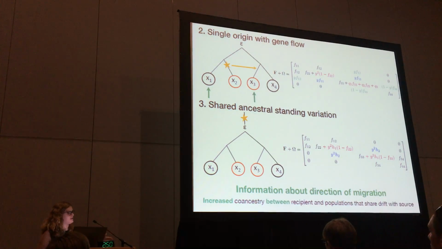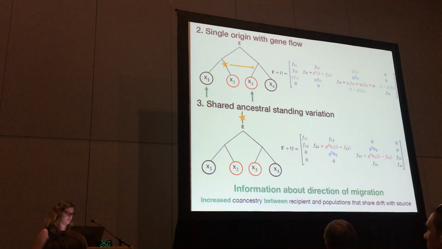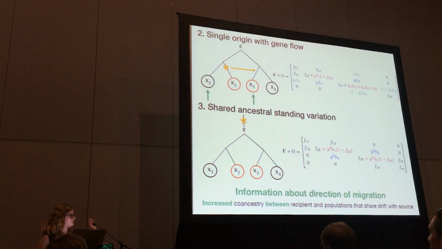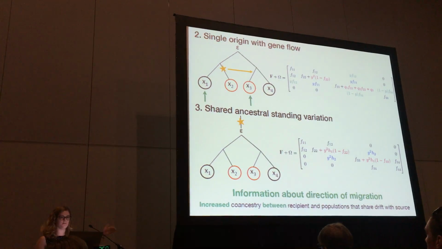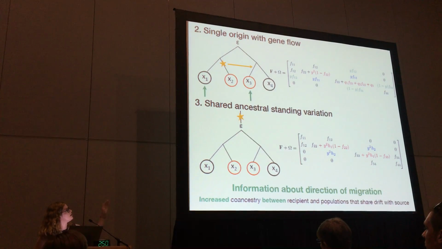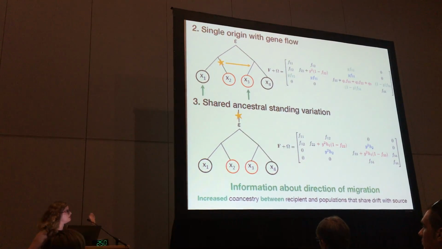Additionally, there's some information about the direction of migration in our migration model. I don't really have time to go into the details of what's happening here, but we see increased coancestry between the recipient population and any population that shares drift with the source. So here, populations 1 and 3 are recipients and population 2 is the source.